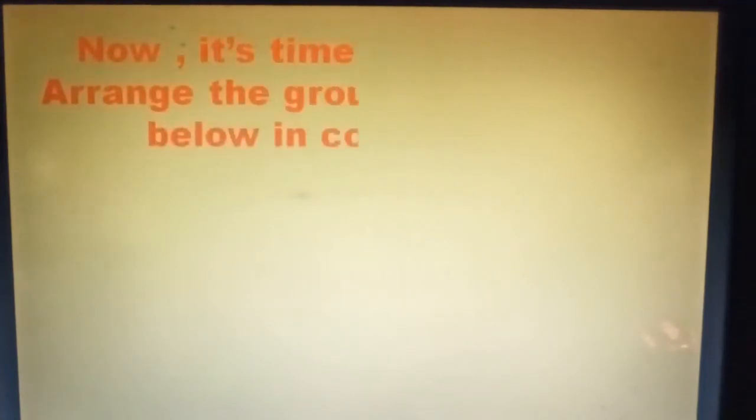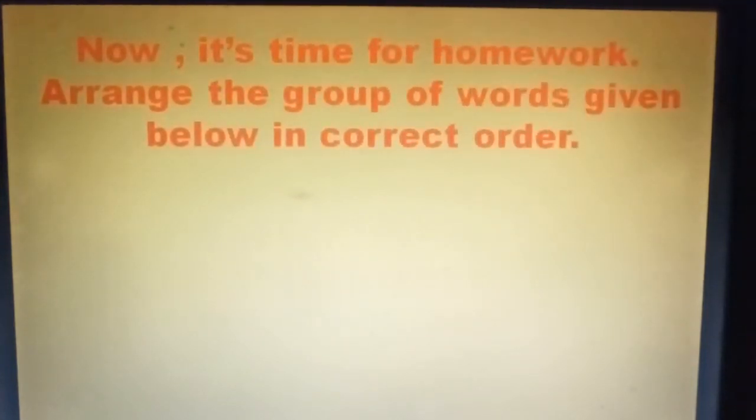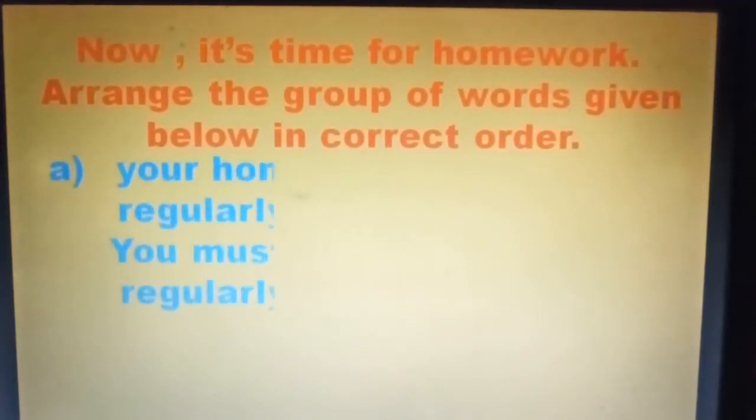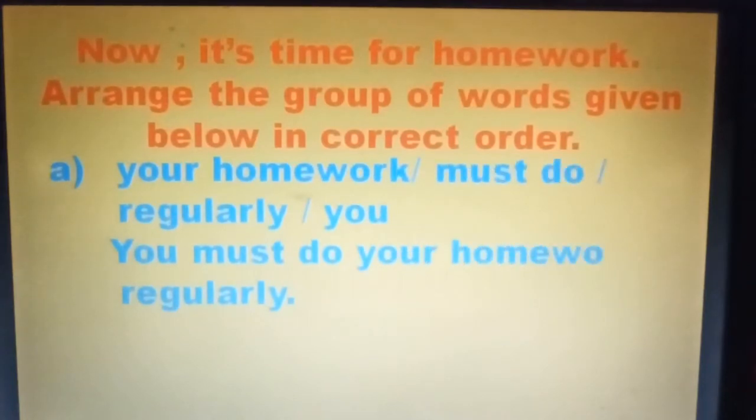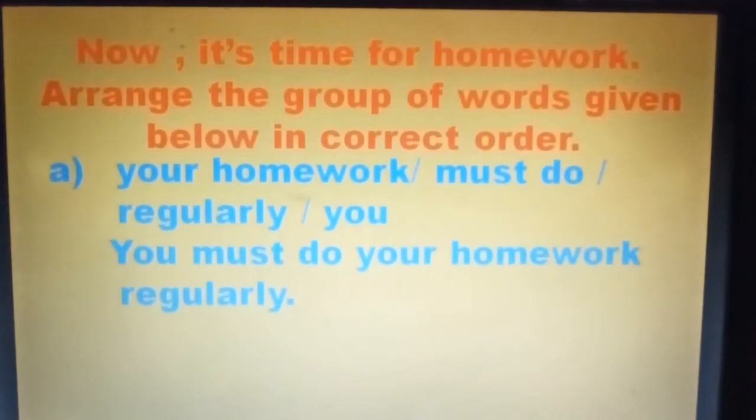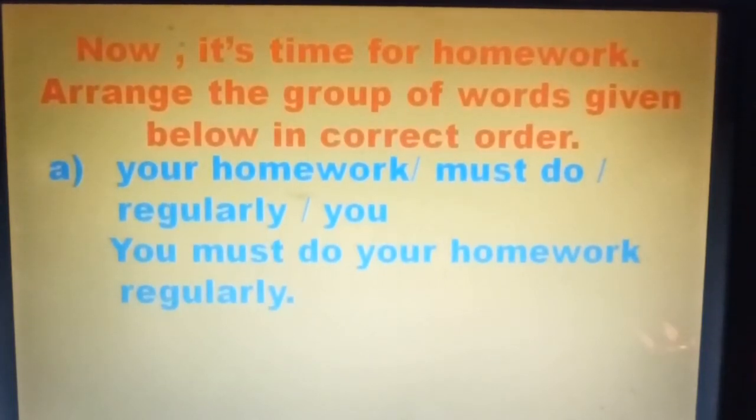Now, it's time for homework. Arrange the group of given words below in correct order. A. Your homework must do regularly you. The first example I am going to tell you: You must do your homework regularly. Y is capital and in the end I put a full stop. That's why this is a complete, proper sentence.